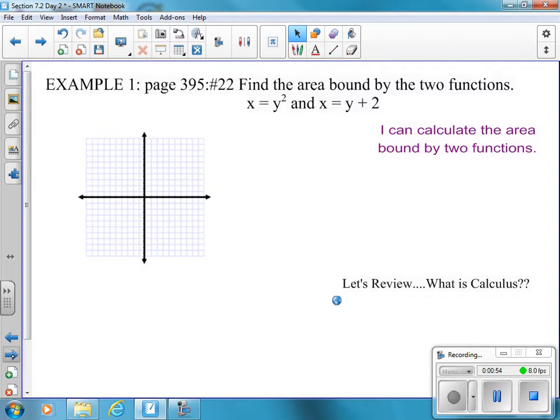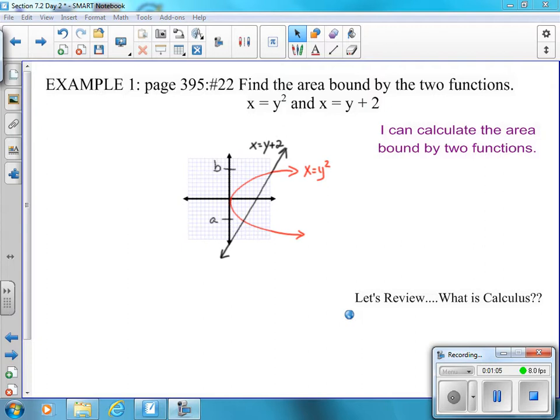So let's take a look at problem number 22 on page 395, finding the area bound between these two curves. And let me graph that. Okay, so I graphed these two functions. The first one, x equals y squared, is a sideways parabola. And the second one, x equals y plus 2, is a line.